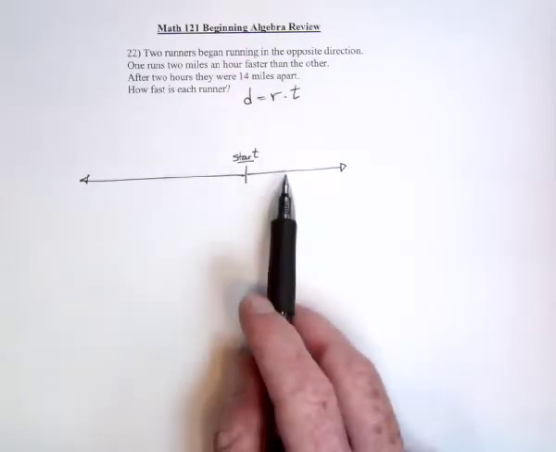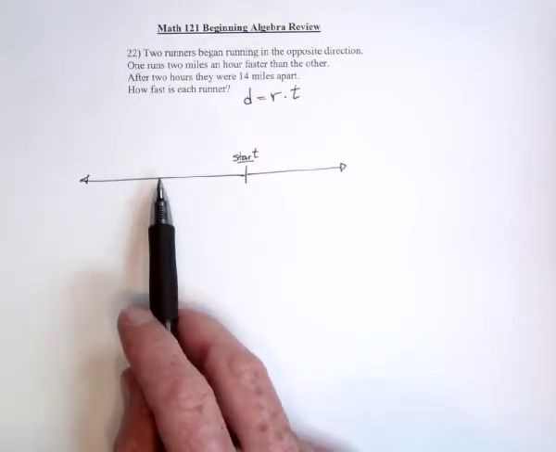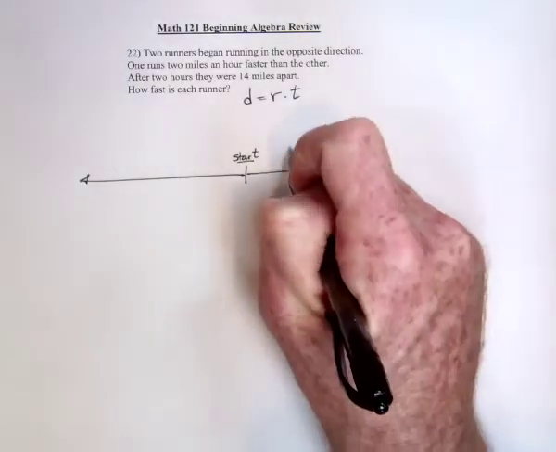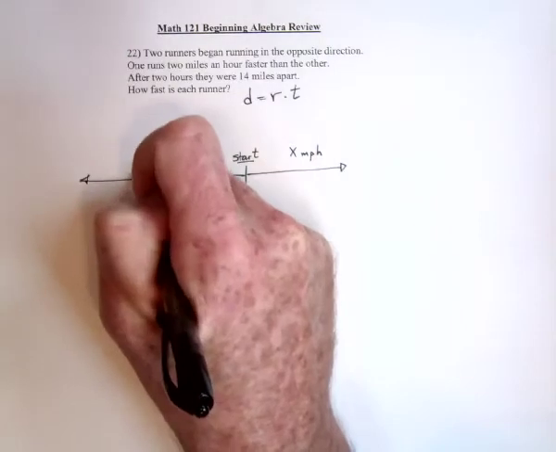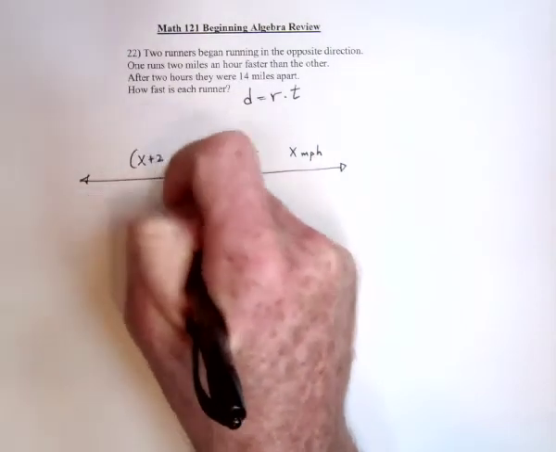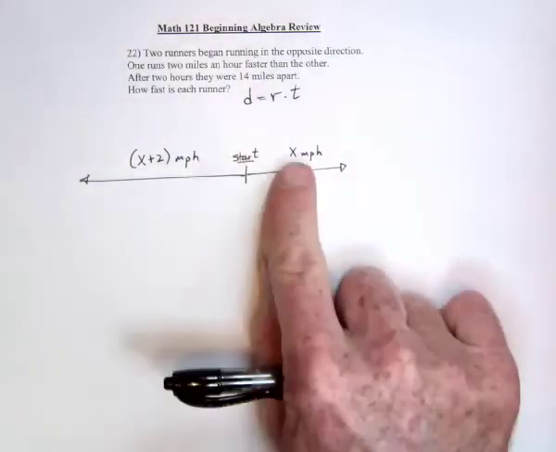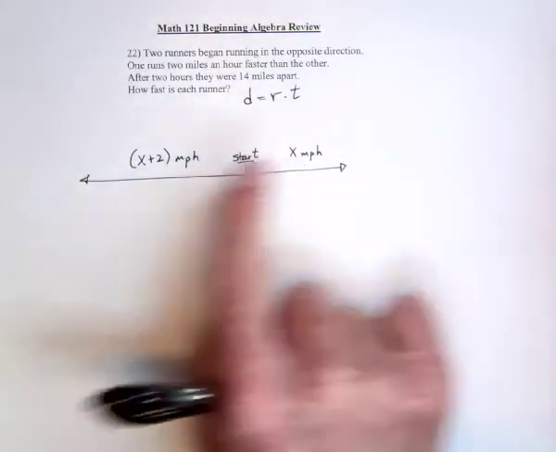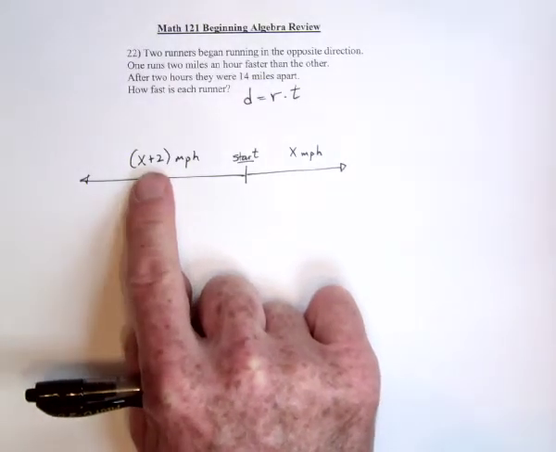So if this one is running at 5 miles an hour, then this one's running at 7 miles an hour. So this one's always 2 miles an hour faster. So if I say this one is running at X miles per hour, then this one is running at X plus 2 miles per hour. So like a 5 miles an hour, 7 miles an hour, 2 miles an hour faster.